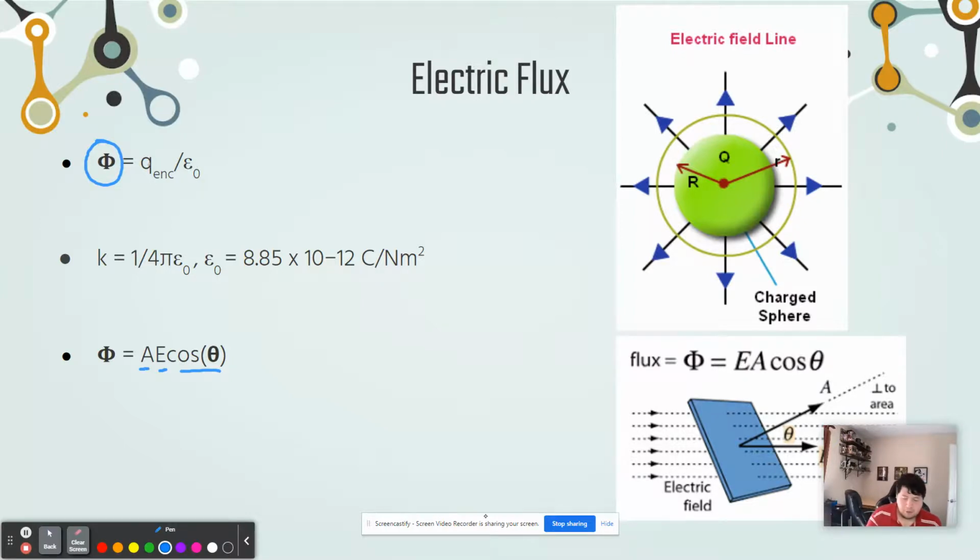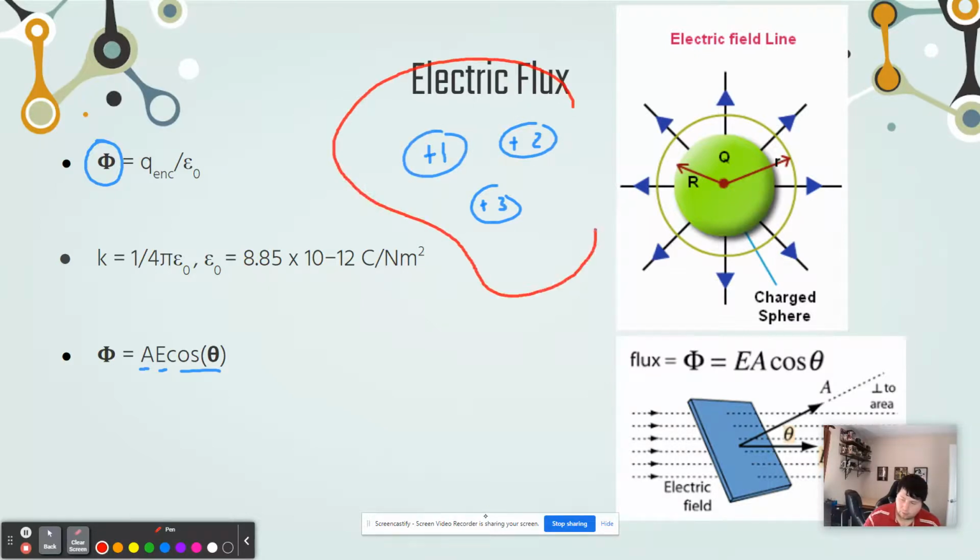The first one, Q enclosed. What that means is that if you have some configuration of charges, let's say you have a +1, a +2, and a +3 charge, and I draw a surface around those charges like this, I could calculate the flux through that surface by simply adding up the amount of charge enclosed and dividing it by this number. So flux is equal to the total charge, which would be 1 plus 2 plus 3, 6, divided by epsilon naught.